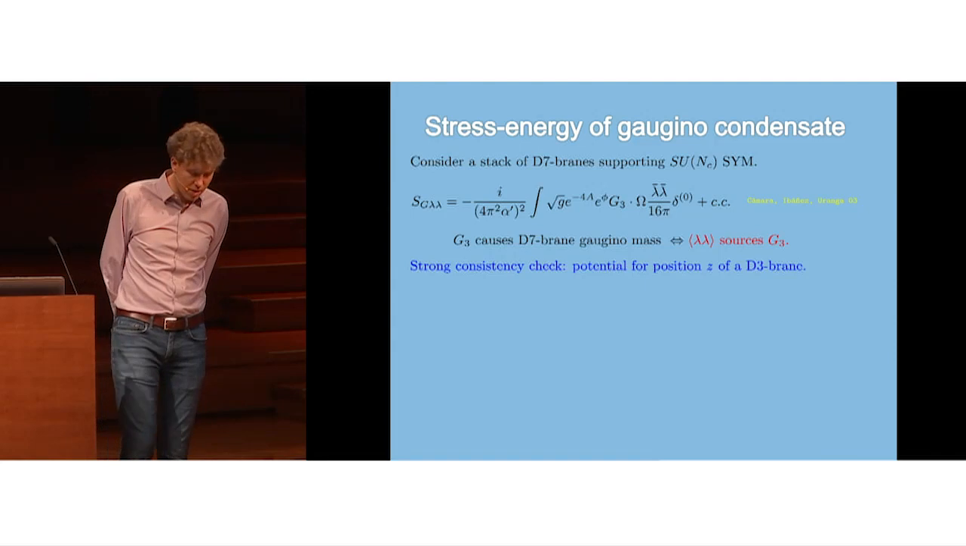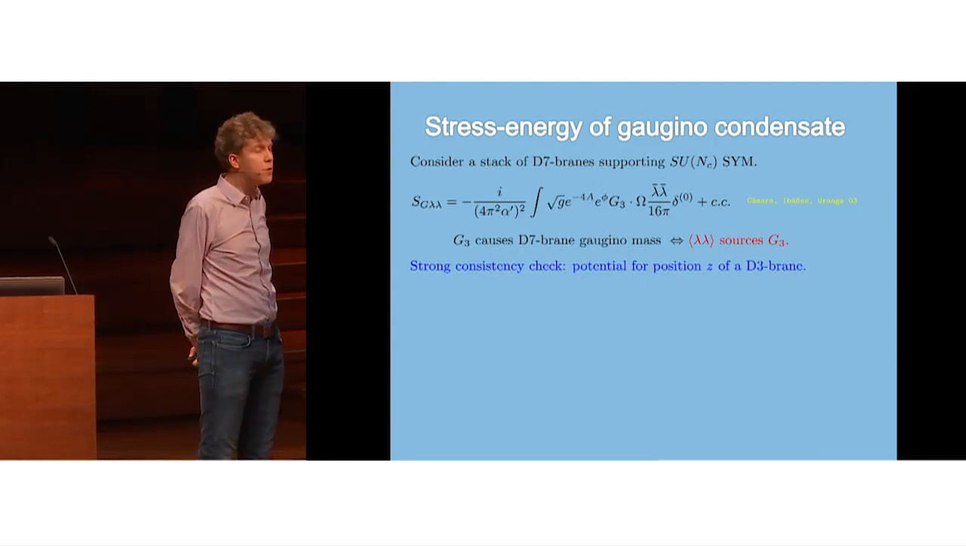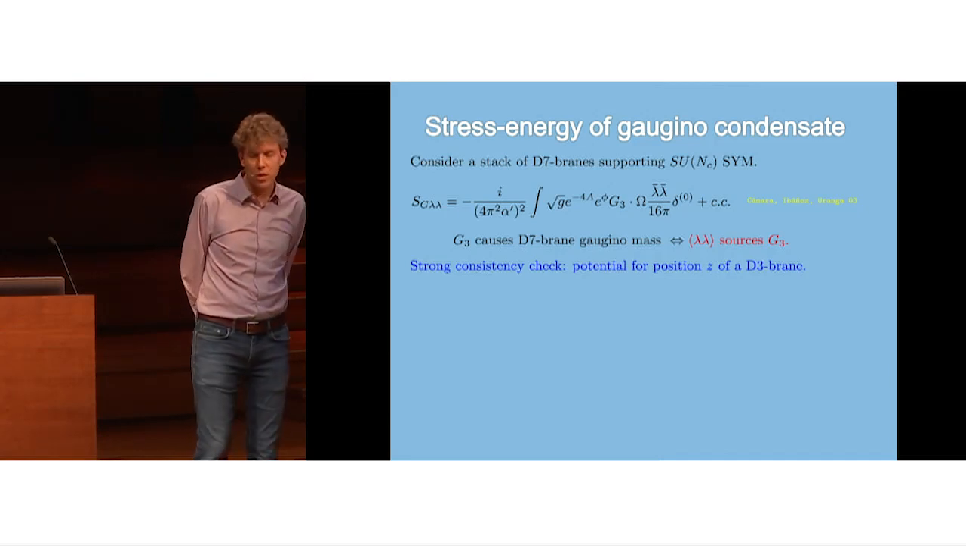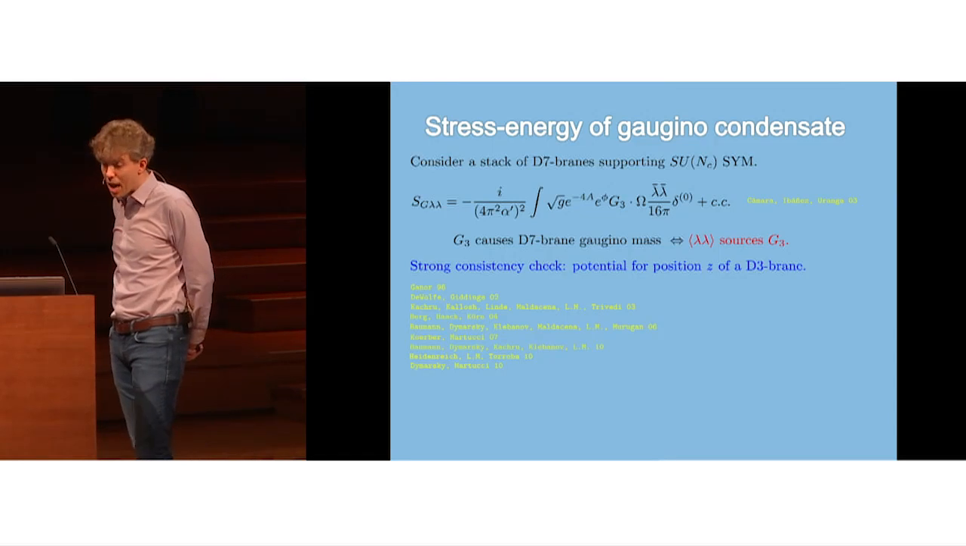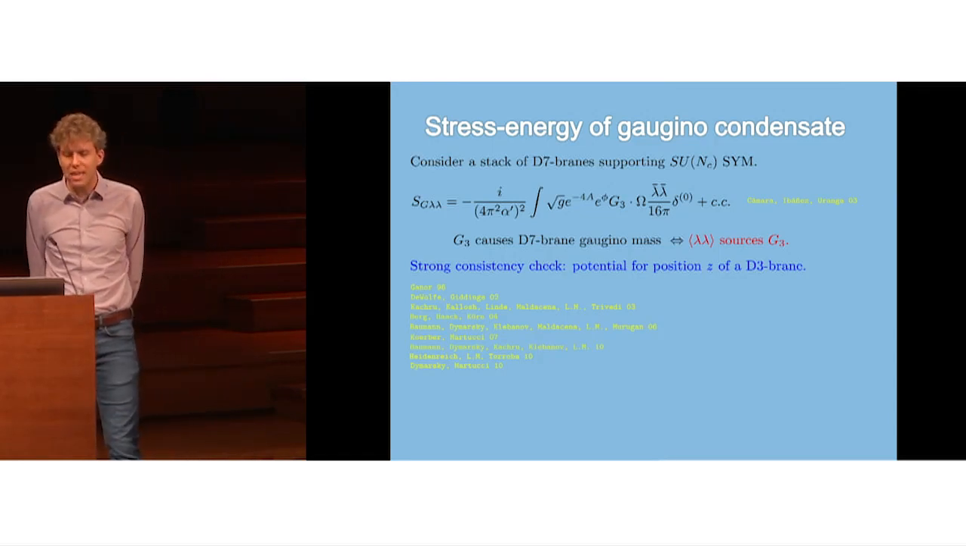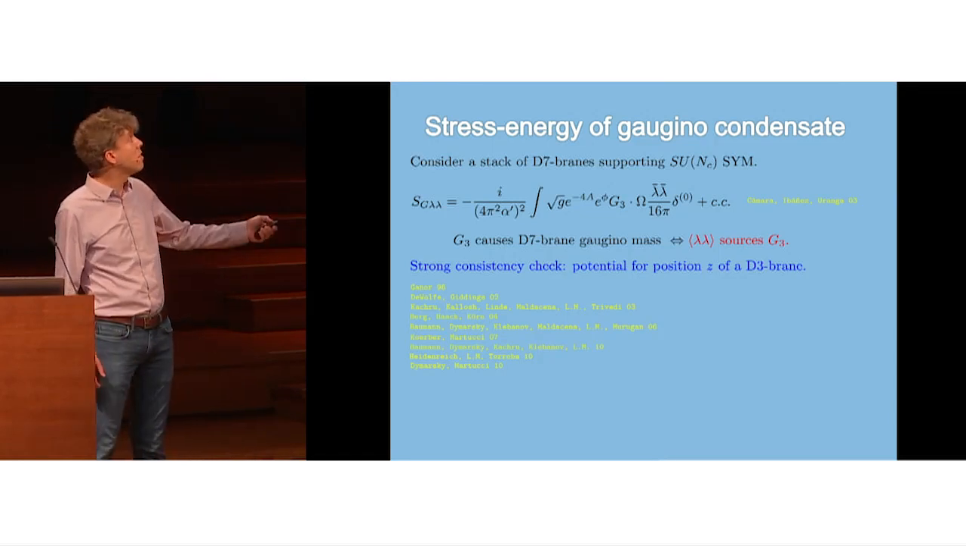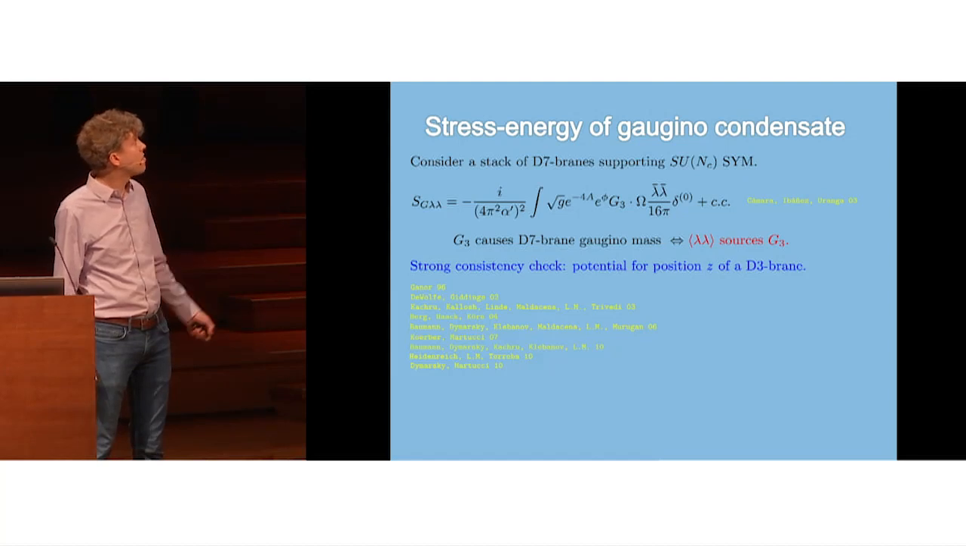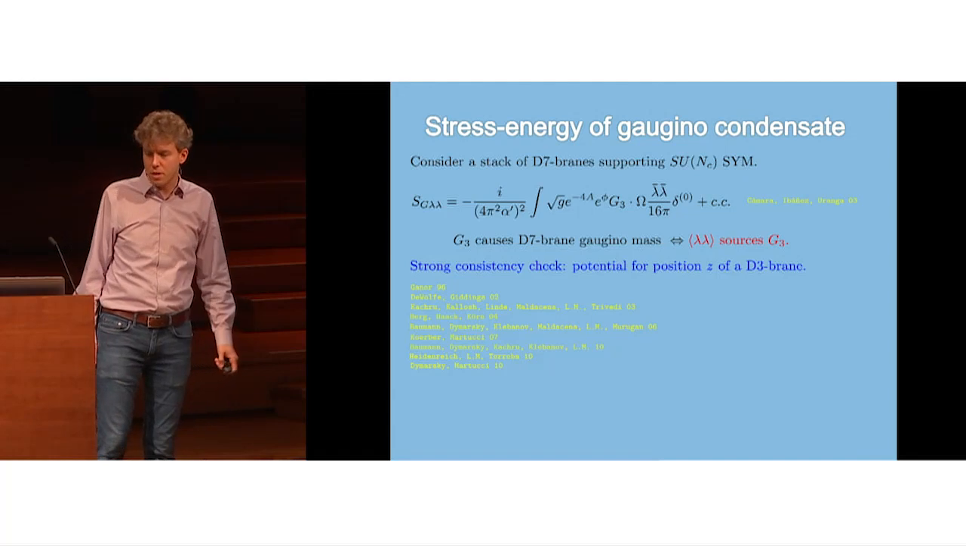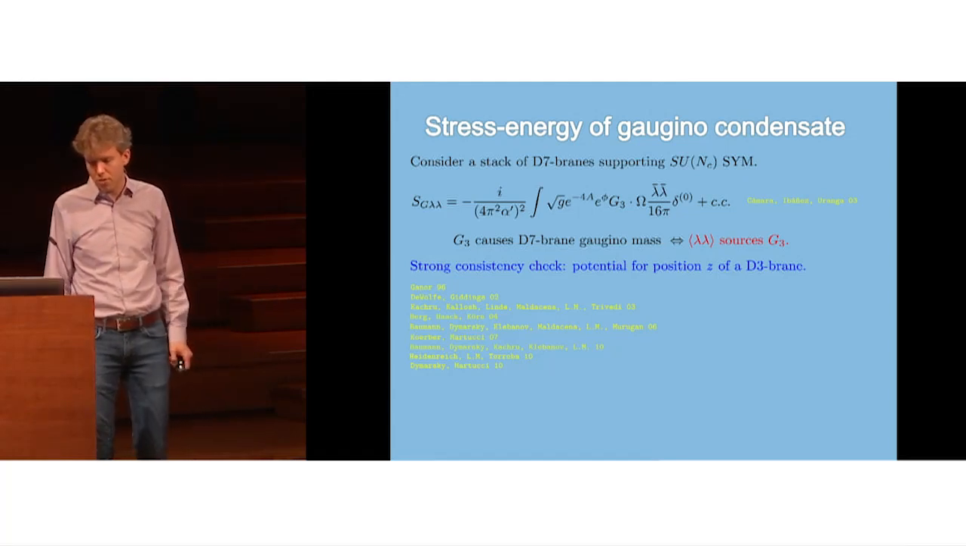That may seem a little bit far-fetched. Let me give you a consistency check of it. We're going to consider probing this system with a D3 brane. Not an anti-D3 brane, a D3 brane. And it happens that we know a lot about the potential for the position Z of a D3 brane in a compactification like this. It turned out to be necessary to know that to study models of inflation with D3 branes, and so there's been a fair bit of work on this.